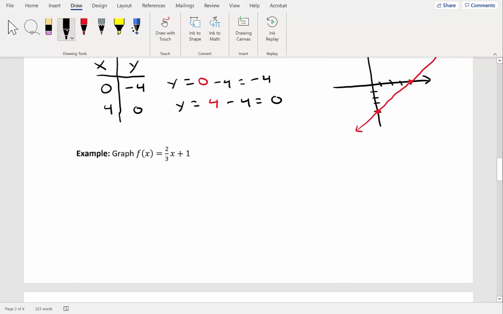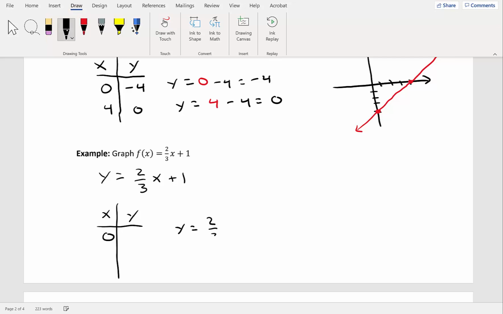Let's take a look at another one. So let's go ahead and change our f of x to y. We have y is equal to 2/3 x plus 1. Now we're going to choose values for x. So I'm going to stick with 0 for my first choice because I want that fraction to cancel out, so it would make my life a lot easier graphing.